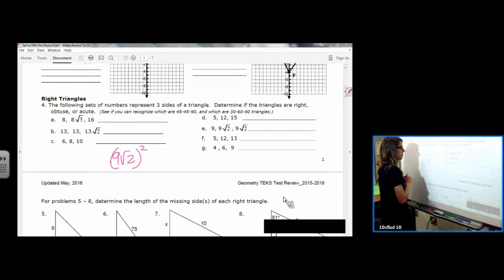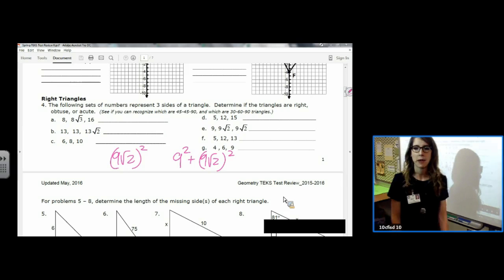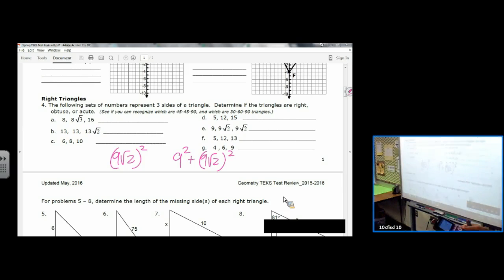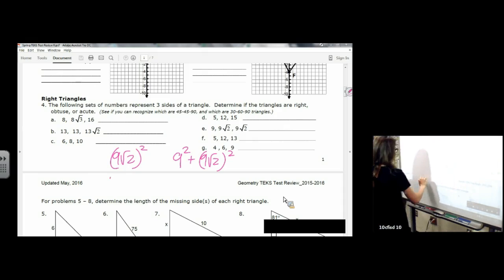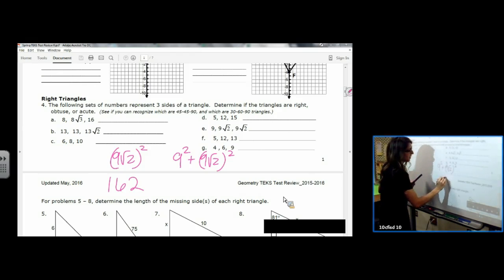So I'm going to take one of the 9 root 2's, and that's going to be my c squared. I'm going to take the other two, and those are going to be my a and my b squareds. Is everyone okay with that? 9 squared is 81. 81 times 2 is 162. So this one is definitely going to be bigger, right? It's 162 plus 9 squared. I mean, it's going to be a lot larger.